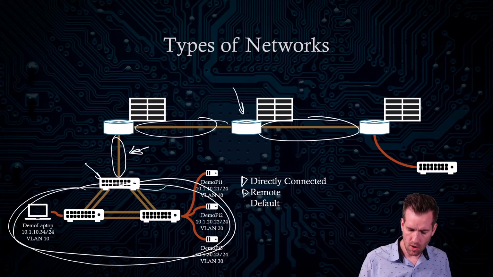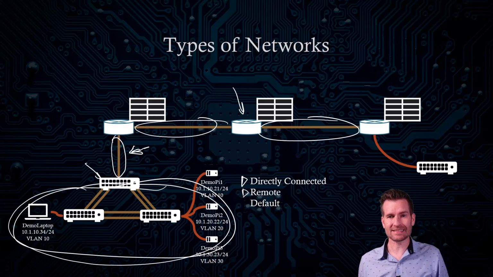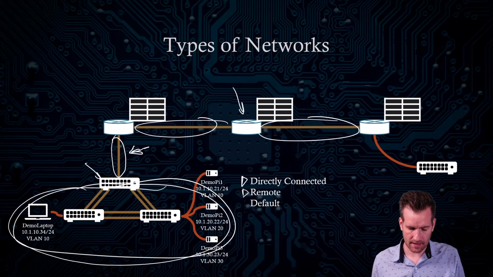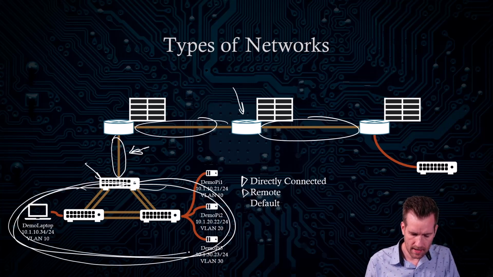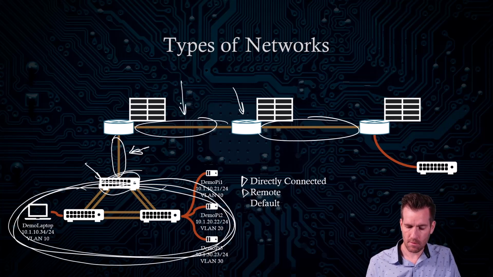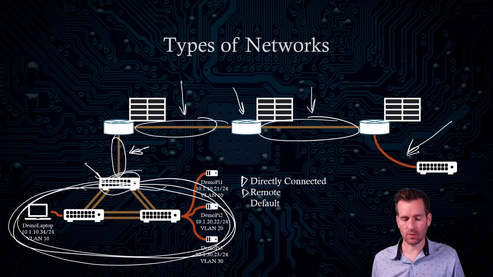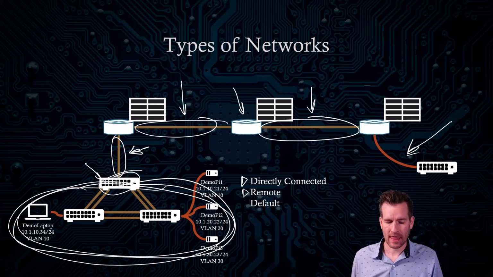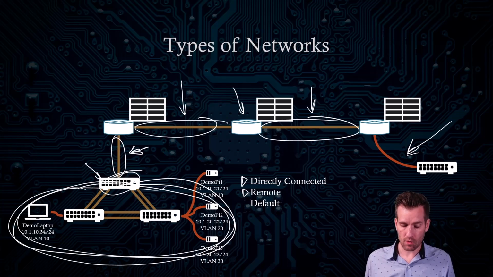Next, you have a remote network. So a remote network is something that is not directly connected. So for this switch right here, this would be a remote network, this would be a remote network, and this would be a remote network. So in this example right here, it would have 3 remote networks to it.